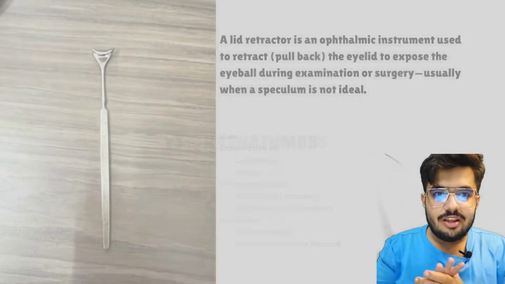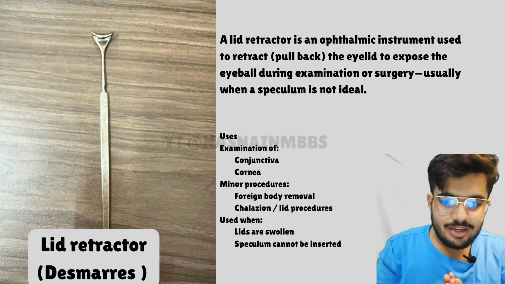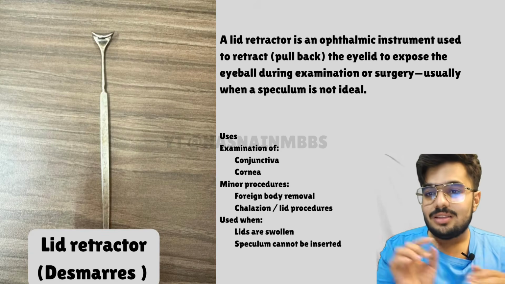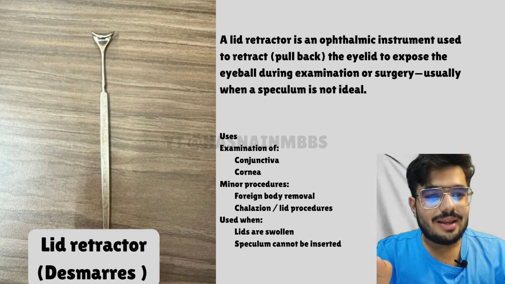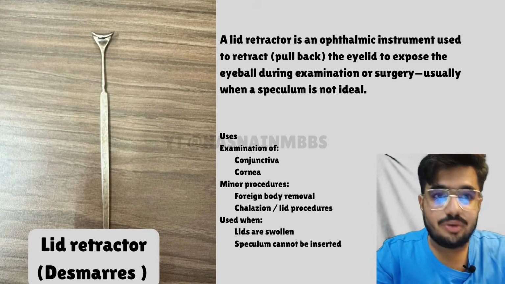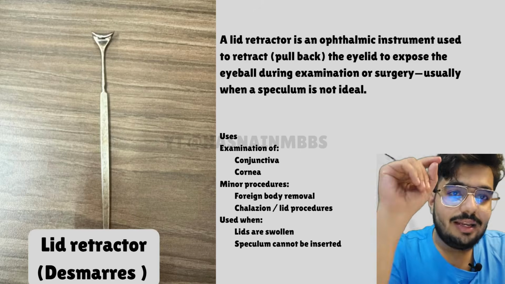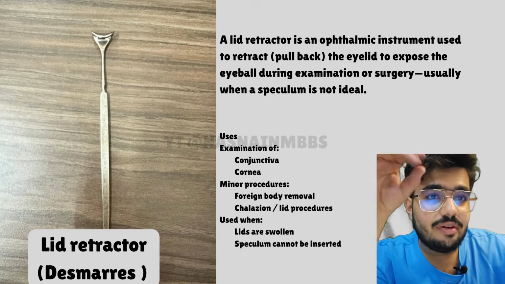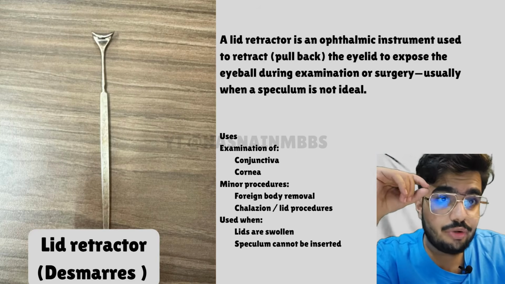So let's go further now. We will talk about the eyelid retractor. The lid retractor, the name itself says it, is used to retract the lid. This instrument is also called the Desmarres lid retractor. It pulls back the eyelid and exposes the eyeball during examination or surgery. We use this eyelid retractor when a speculum can't be inserted, like if the eyelids are swollen and we can't put the speculum.